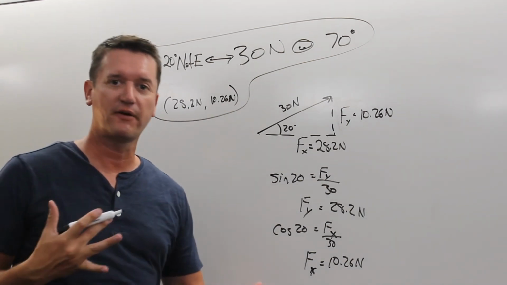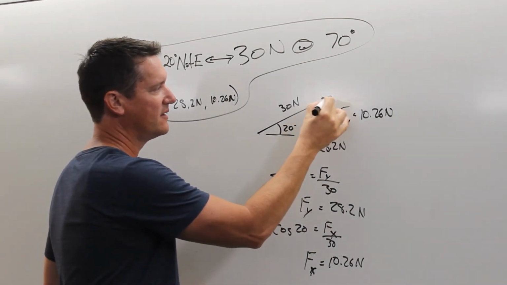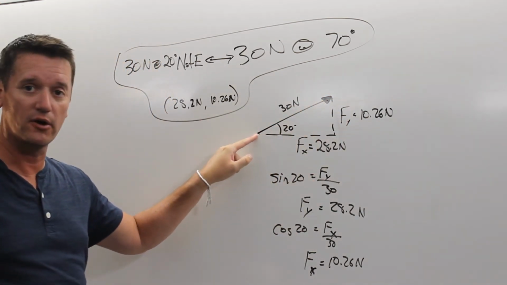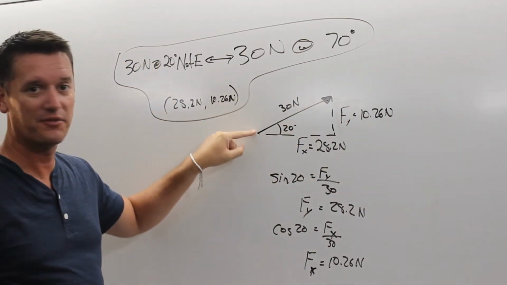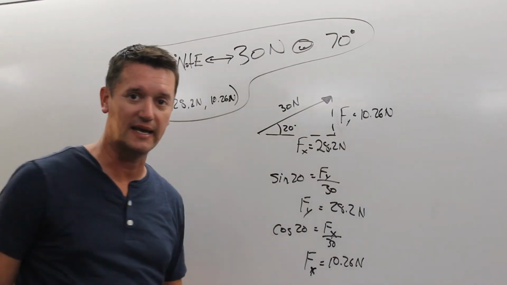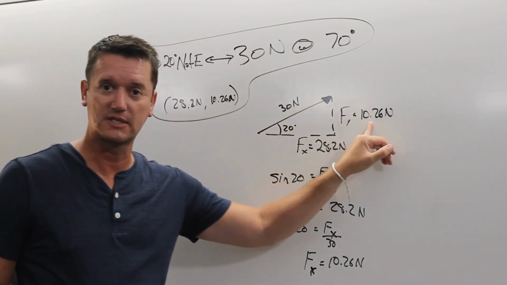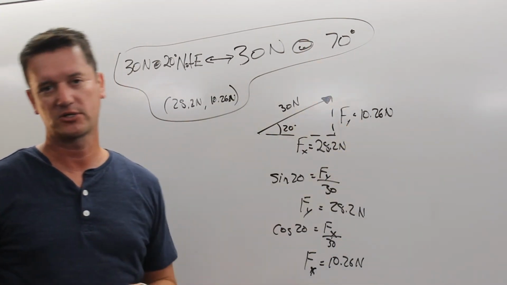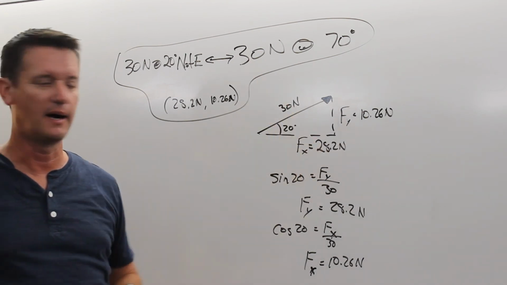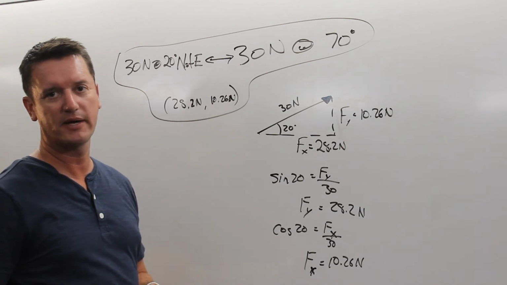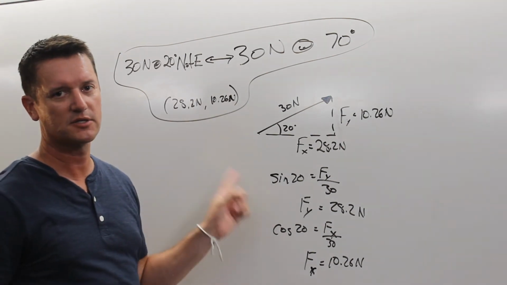Note that it's very important that you have a head on your arrow. Because if the arrow is actually over here, well, now I'm south of west, not north of east. And this 28.2 would be negative, and this 10.26 would be negative. So the negatives and the positives still denote the direction that we're going. We're going that way or we're going up. So 28.2 and 10.26 newtons is another way to describe this vector.